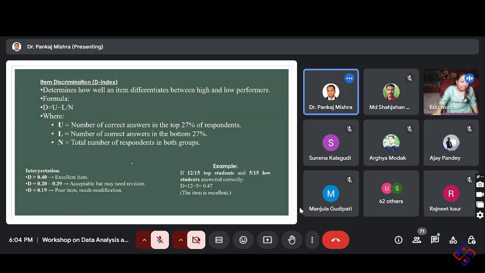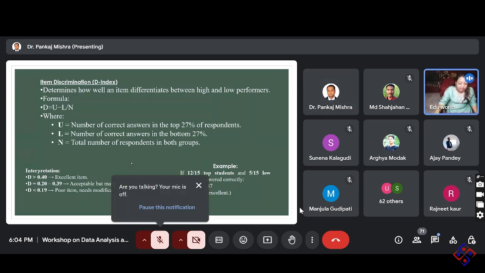D is the discrimination, U is the upper performers, and L the lower performers, divided by the number of respondents. See here, an example is being given. Like 12 out of 15 have answered it correctly: the top 12 students, and we have to divide it, 12 by 15. Again, the lowest group, 5 by 15. This way, we will calculate the item discrimination. Next slide, sir.